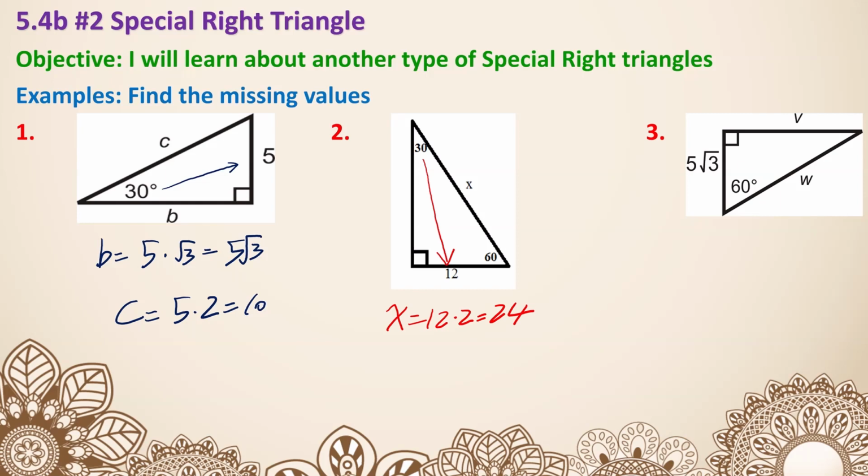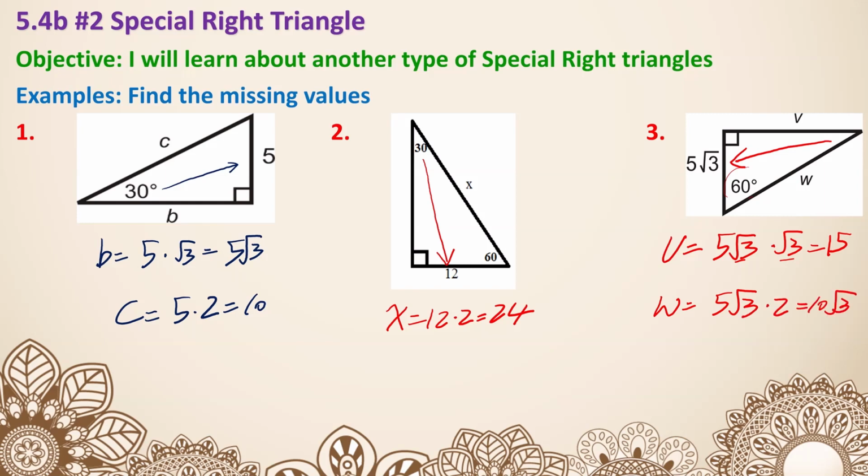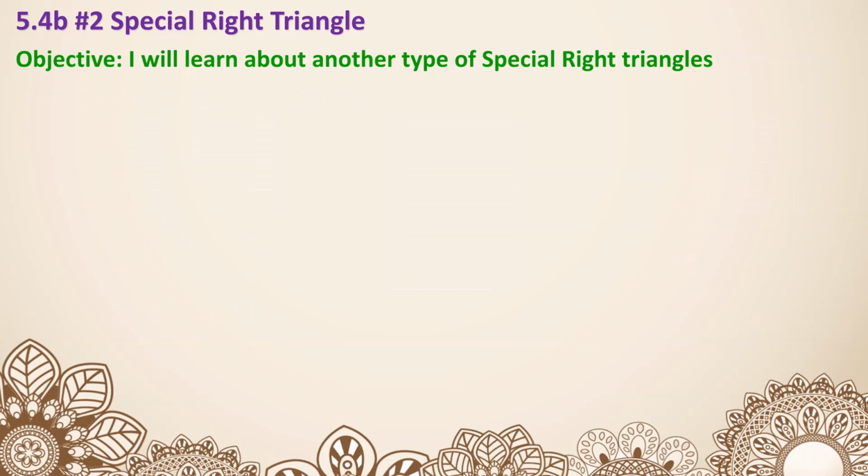Next, if this is 60 degrees, that means the 5 square root of 3 is the shortest leg, since that will be facing the 30 degree. So B is 5 square root of 3, the short leg, times the square root of 3. Square root of 3 times square root of 3 is a 3, times 5 is 15. And that W is going to be 5 square root of 3 times 2, which is 10 square root of 3. That's question 3. Moving on.